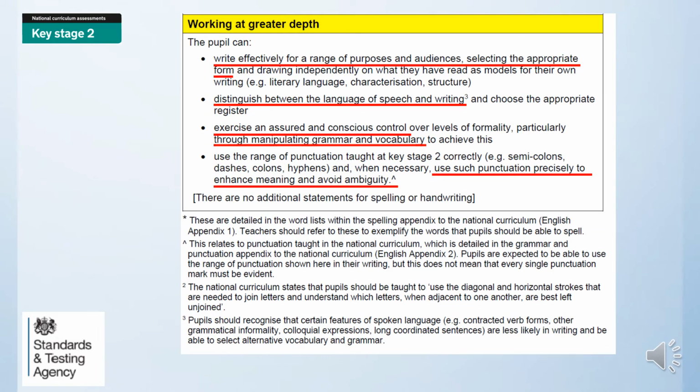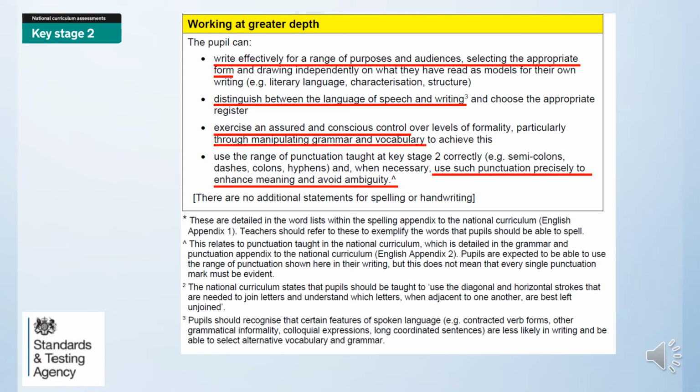So for a few children, they'll be working at the greater depth standard. So they'll be able to do all that's required from the expected standard. And in addition, to be able to write effectively for a range of purposes and audiences, selecting the appropriate form, distinguishing between the language of speech and writing, and exercising an assured and conscious control of levels of formality, particularly through manipulating grammar and vocabulary. So again, there's a huge requirement here to write meaningfully and with purpose using appropriate structures from grammar.